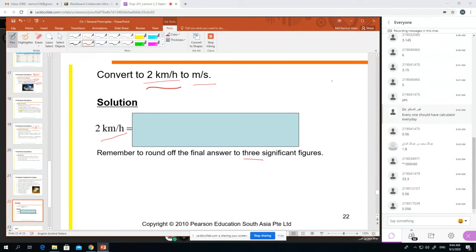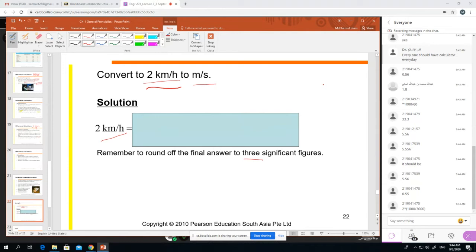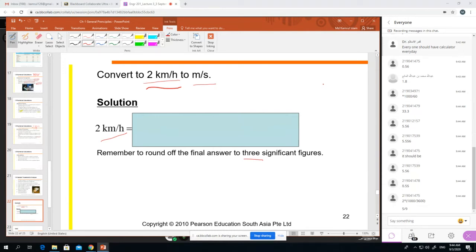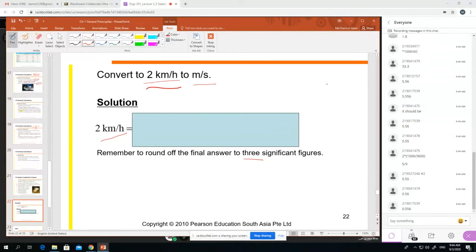5.56. It should be how much? 5.56. Okay, 5.56, 0.55. 2 into 1000 divided by 3600, 5 by 9. Okay, then 0.55. Okay, 0.556. So it seems that 0.556 is the maximum the students got as the result.